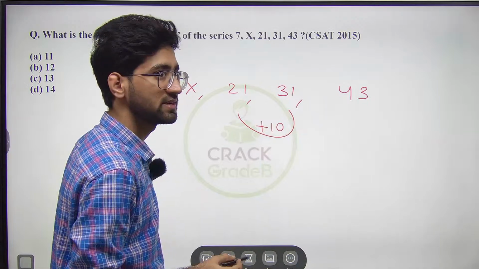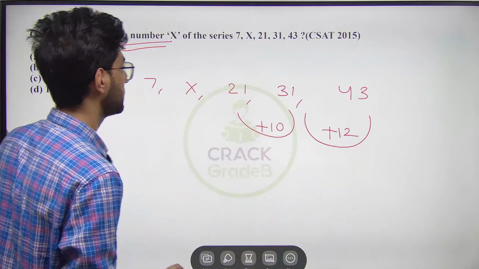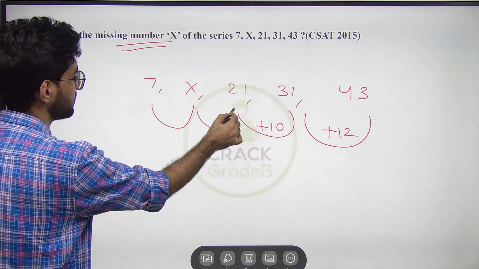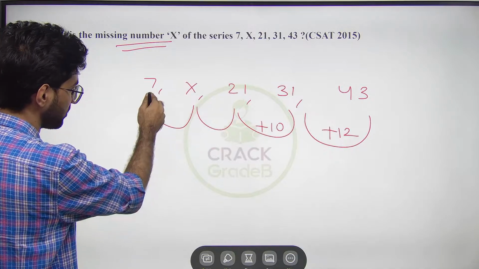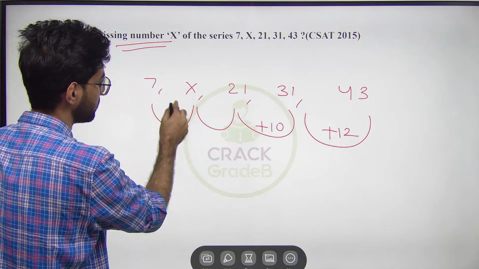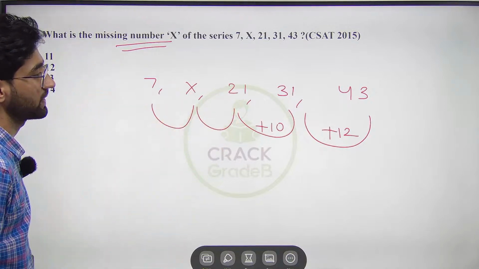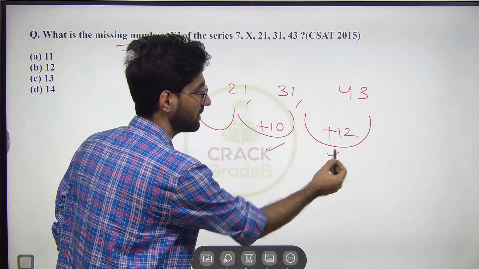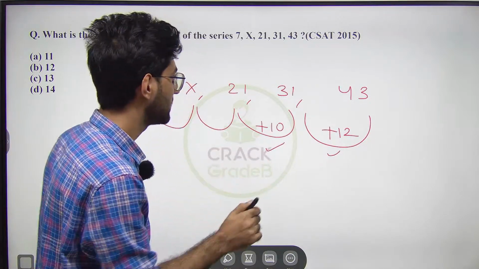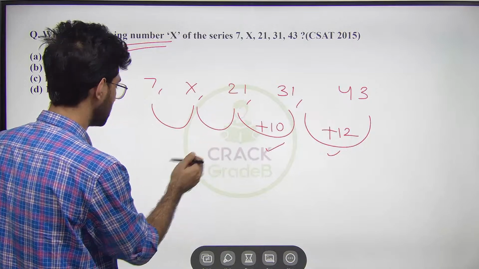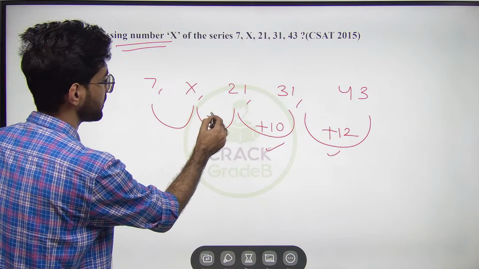21 plus 10 is 31. 31 plus 12 is what? 43, right? And we are not able to identify what the value of x is, such that we can write that okay, we are adding something to 7 to get x, and adding something to x to get 21, right? See, if this is plus 10, if this is plus 12, you should think at least once that there are good chances that this is plus 8.